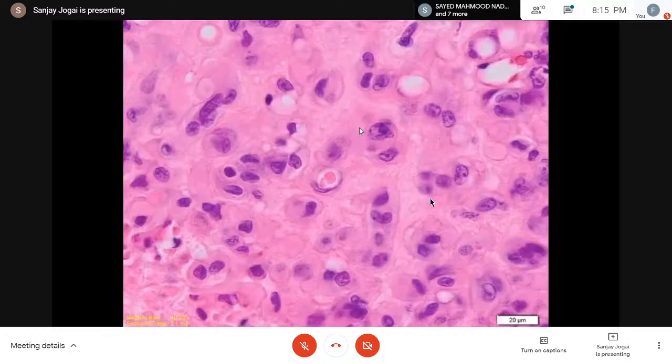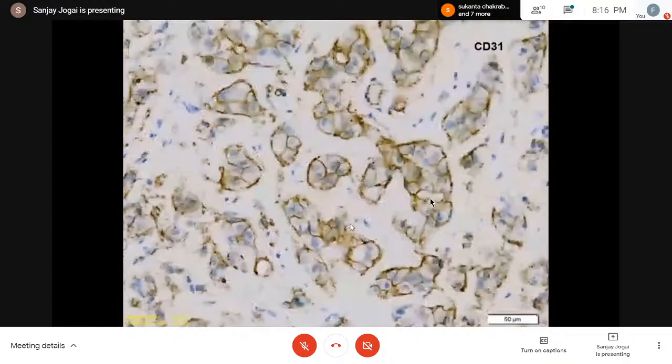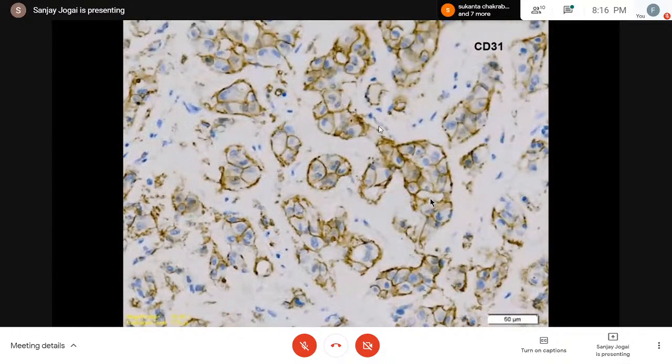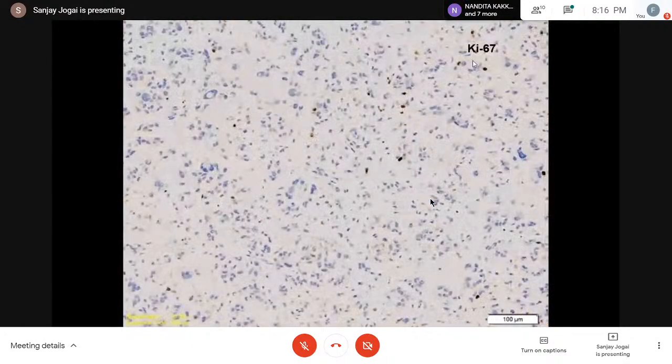So now I'm showing you some features on a high power. So this is an intracytoplasmic lumen with a red blood cell in it. A lot of epithelial morphology of the tumor cells. And this is the clincher. So this is a CD31. All those tumor cells are strongly positive. This is CD31 on a high power. And this is CD34. And Ki-67 is on the lower side, definitely.